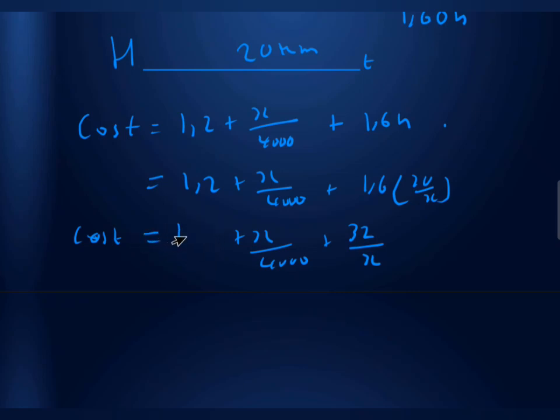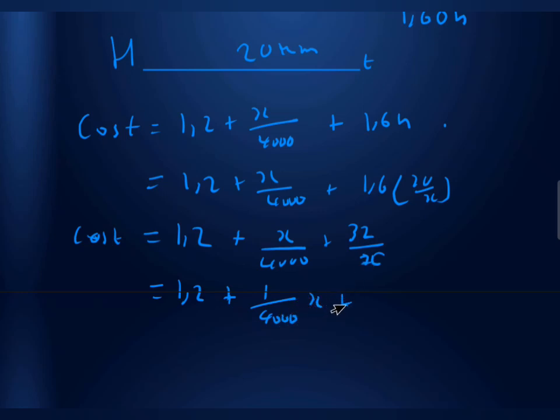Let's write it like this: it's 1.2 plus x over 4,000 plus 32 over x. Now we need to minimize, and when we minimize, we make the first derivative equal to 0. But before we get the first derivative, we need to make this into a differentiable form. So this is going to be 1.2 plus, when something is on top, it's the same as it being on the side, so we can shift it to the side. If we shift it to the side, there is a 1 left on top, so we have 1 over 4,000 times x.